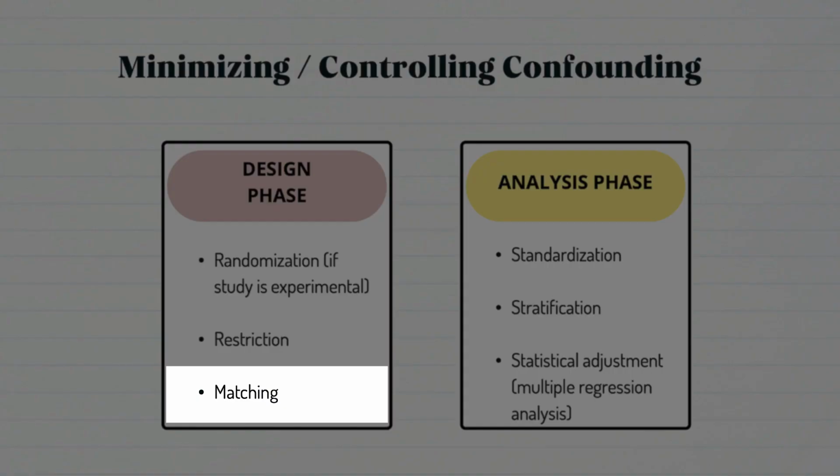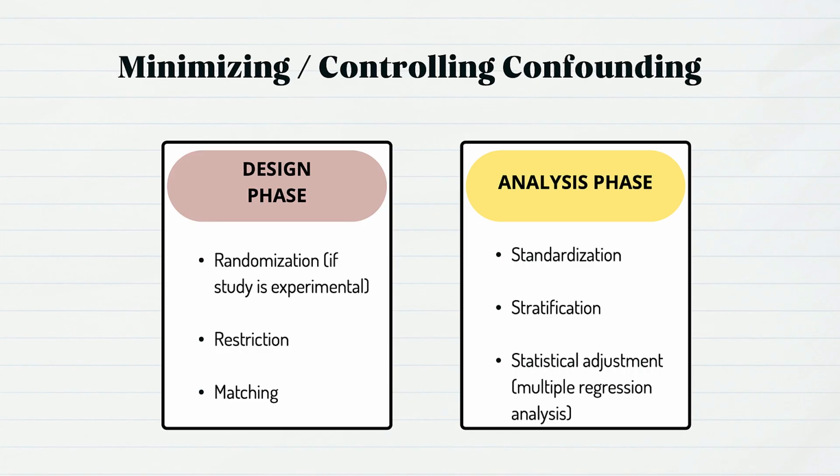And the last is matching, so recruiting a person in one comparison group that is like the person in the other comparison group with respect to a confounder. So if they recruit a smoker into the exposure group, they would recruit a smoker into the non-exposed group.